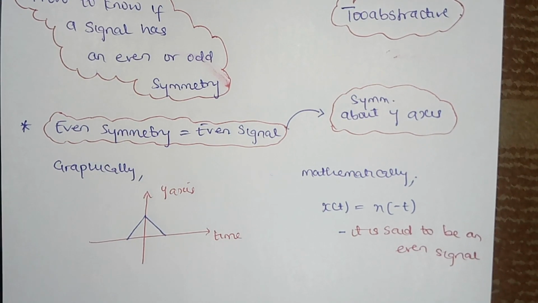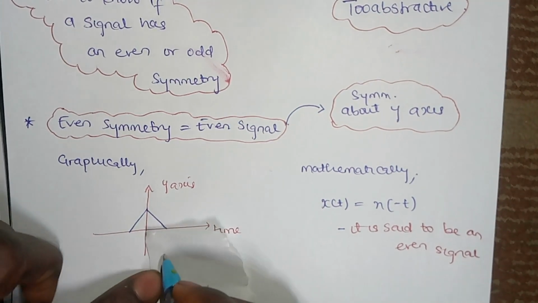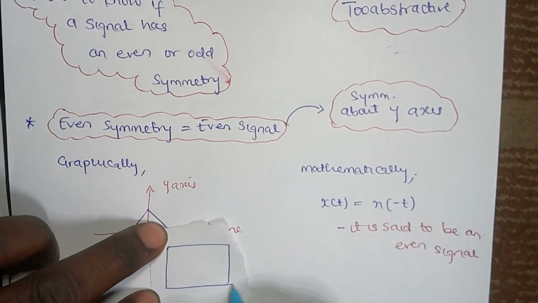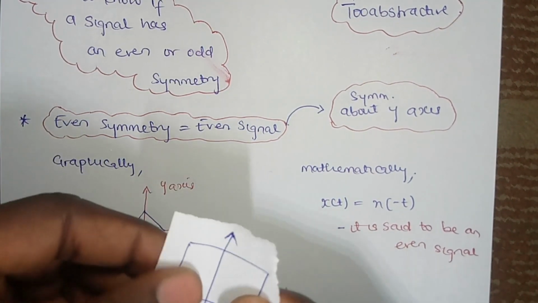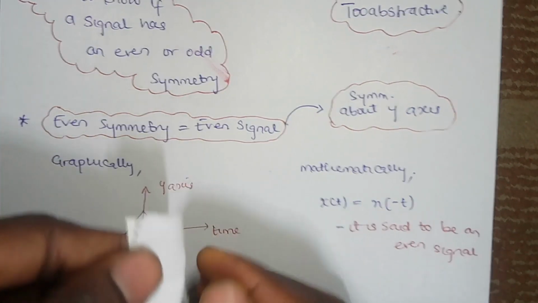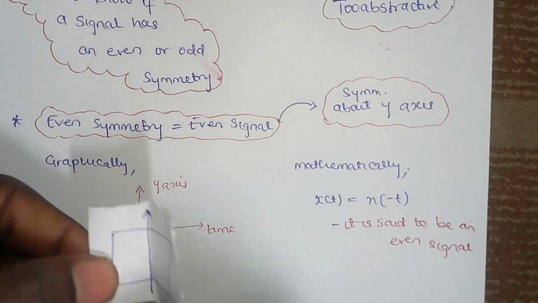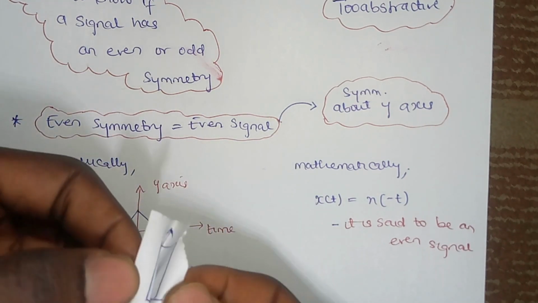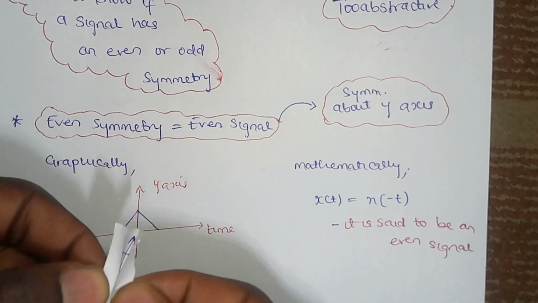Let me take a piece of paper and let's sketch that out. It's just like we're going to draw a box, right? Here is a box. Here is the y-axis of the box. If I can fold this signal and get the same thing, here's the demarcation, and they are meeting together, they are the same, then it is said to be an even signal.